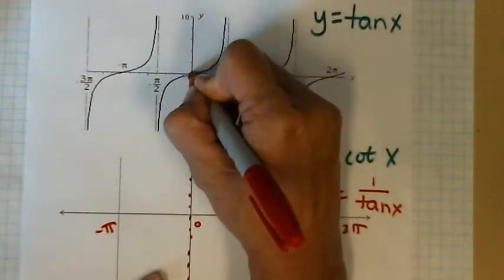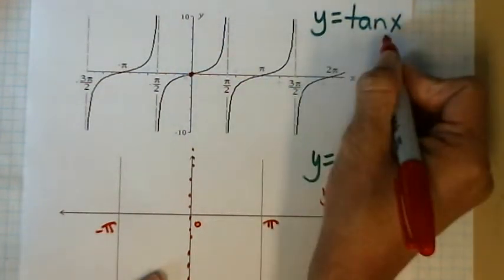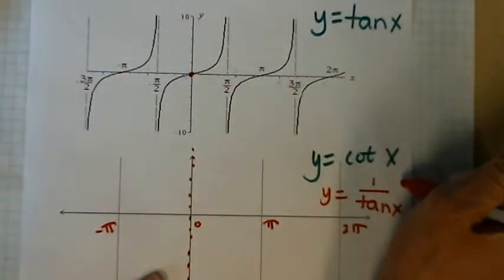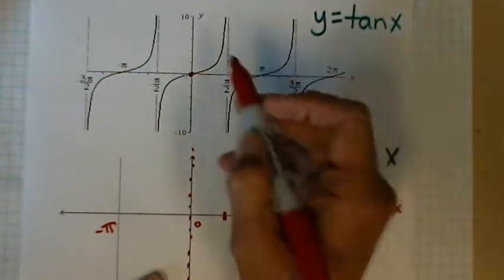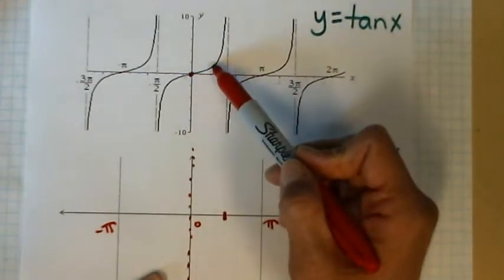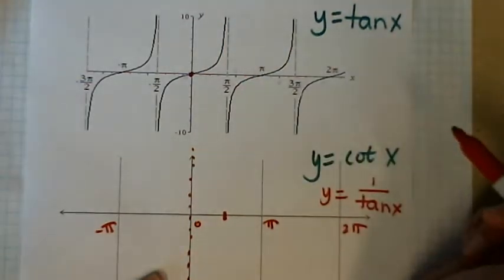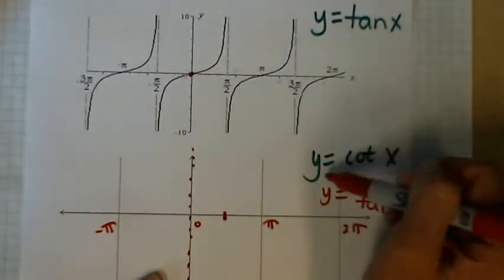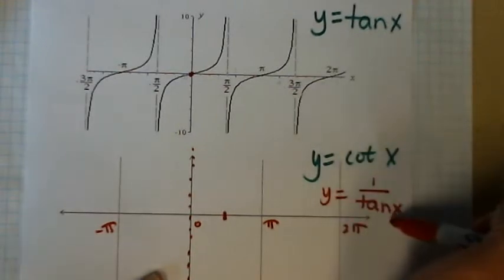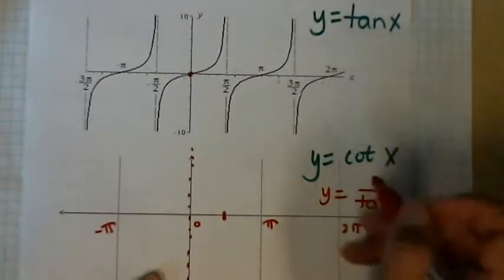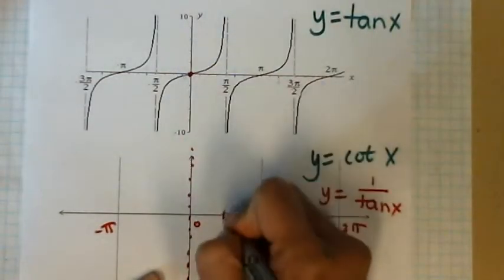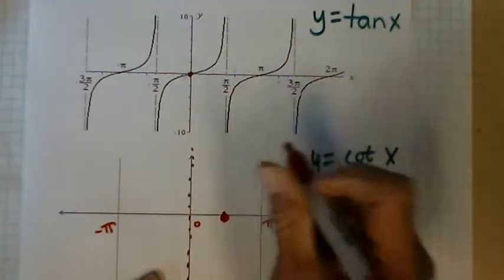So over here between 0 and pi halves, my tangent values are positive, so my cotangents will be, let's find pi halves on my graph. So I'm going to be positive. My tangent values get super big and positive as I get close to pi halves. So down here on cotangent, I have 1 over super big and positive. 1 over super big and positive looks a whole lot like 0.